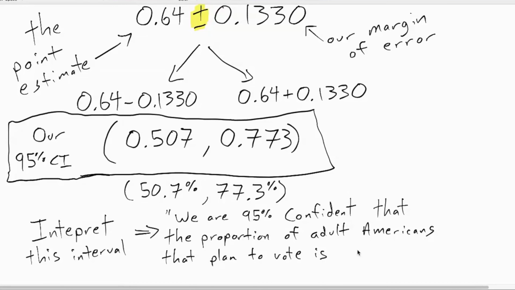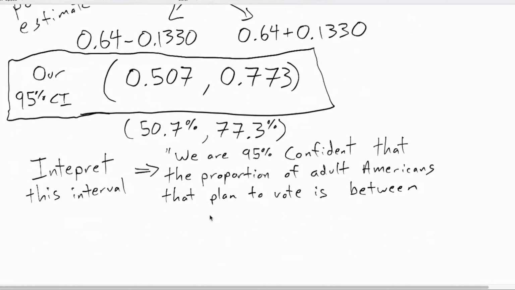And I could write it in a couple of different ways. I'm going to give the percentages because I think they're the most straightforward way to talk about this. We think that proportion is between 50.7% and 77.3%. Is it possible that the proportion of adult Americans that plan to vote is not between these numbers? Yes, for sure. We trust the science, assuming that we took a good sample. We're pretty sure that it's somewhere within this range.